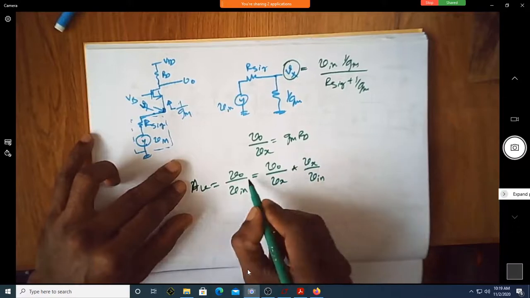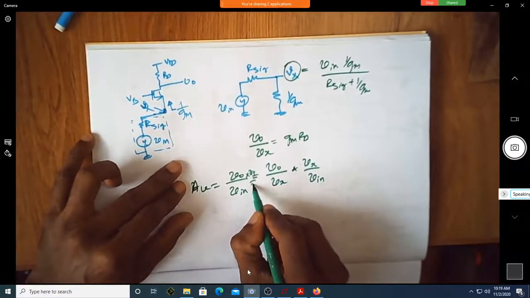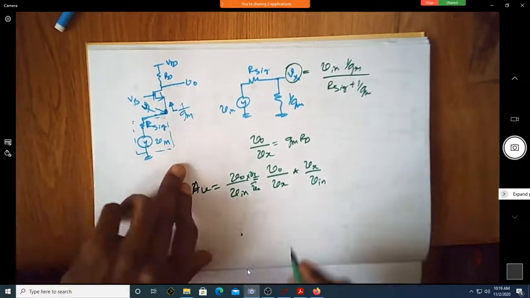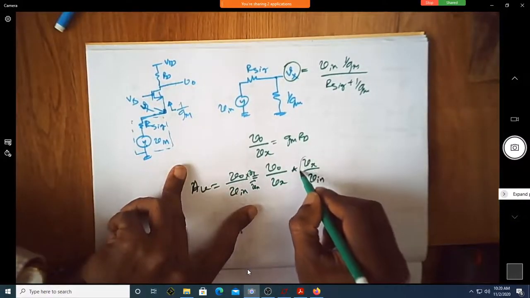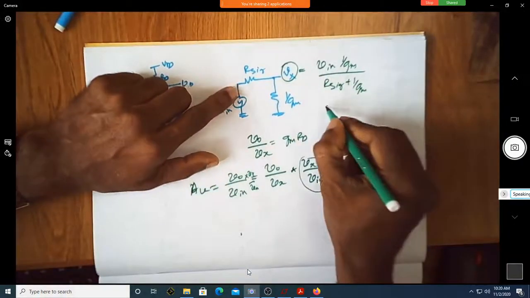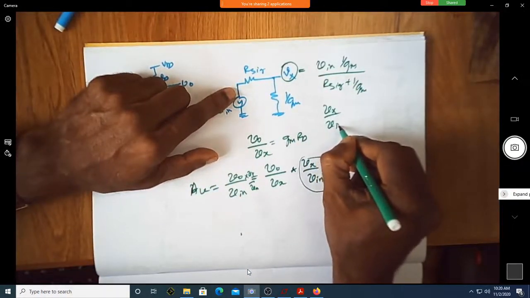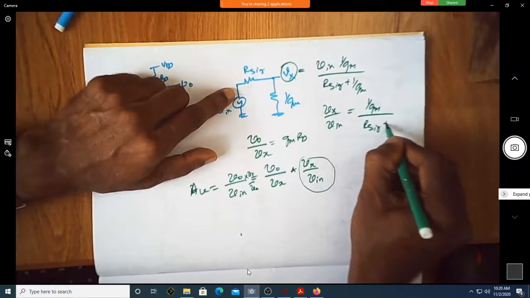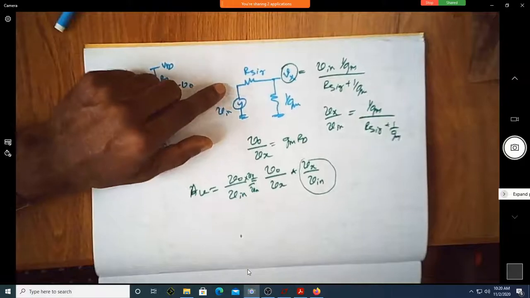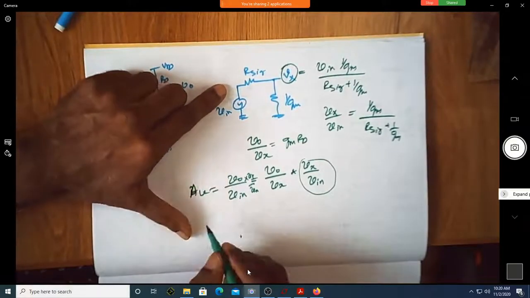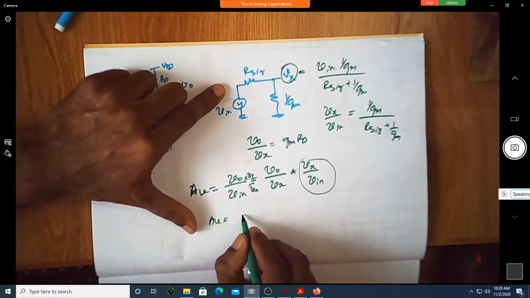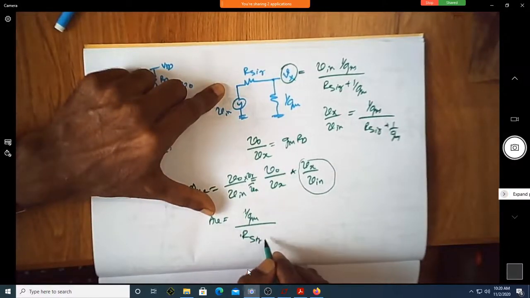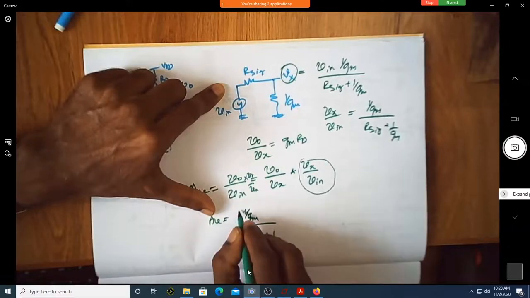Yes sir. I'm just multiplying it by Vx and dividing it by Vx. Will there be any change here? No. So what is Vx by Vin from this? Can I write Vx by Vin as equal to 1 over Gm upon R signal plus 1 over Gm? Yes sir. So shall I now write Av is equal to (1 over Gm) over (R signal plus 1 over Gm).